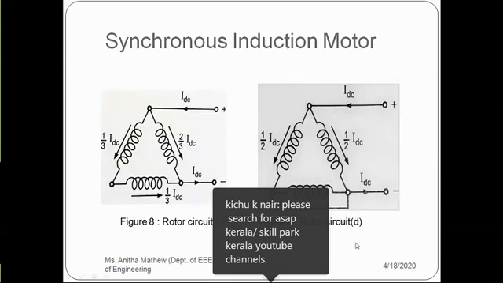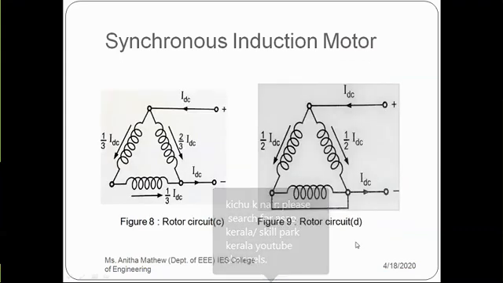Next is the winding connected in a delta connection. Here you can see the first figure. The two terminals are connected. In the second figure, that is rotor circuit D, you can see one of the terminals is short circuited.